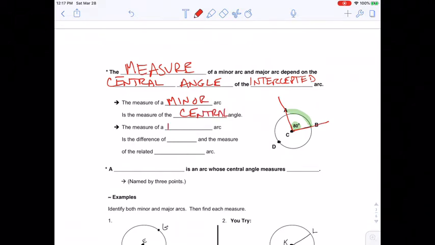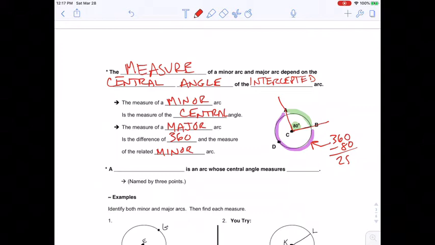The measure of a major arc is the difference of 360 and the measure of the related minor arc. What the heck does that mean? That means that if you want to figure out how big this is, you're going to take 360 and subtract 80. And you're going to get 280 degrees. That is the size of that major arc. Now, a semicircle is a special case.